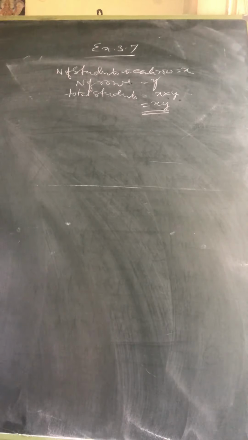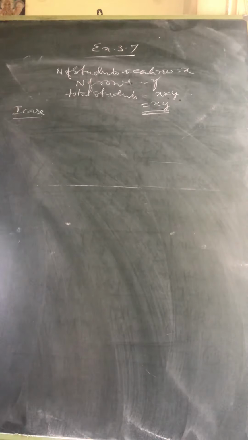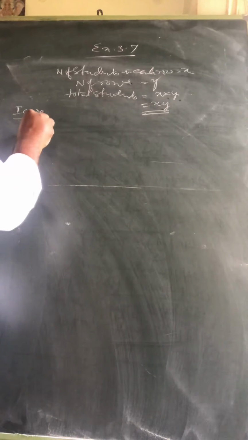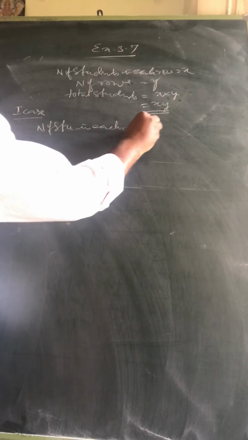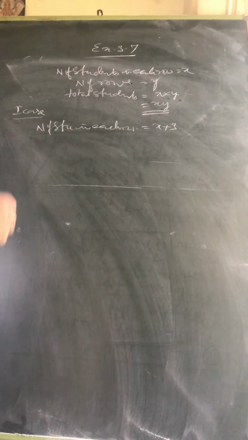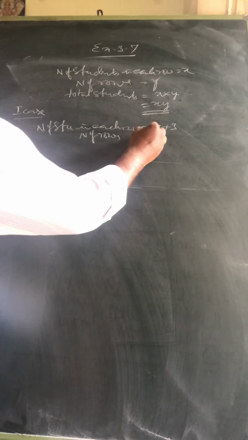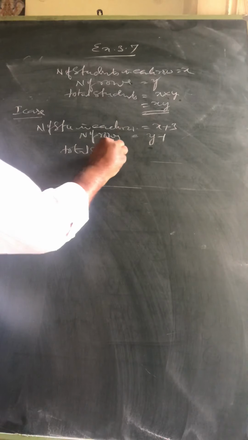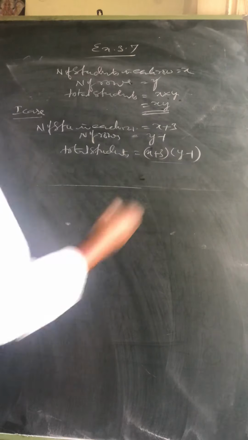And then the first case. What he said in the first case: if 3 students are extra in each row, there would be 1 row less. So number of students in each row will be x plus 3. 3 students are increased, so number of rows will become 1 row less, that is y minus 1. Then the total students, how much? (x plus 3) into (y minus 1).